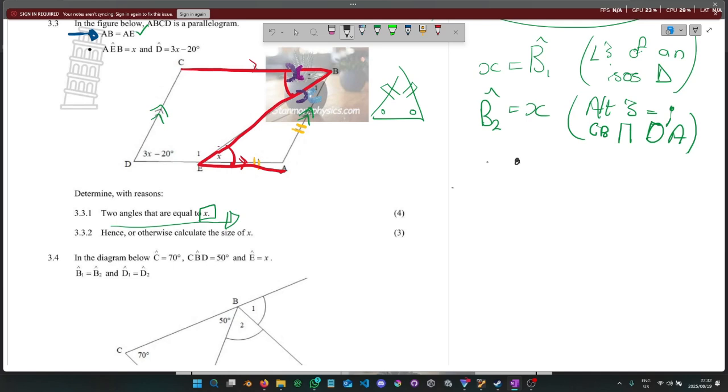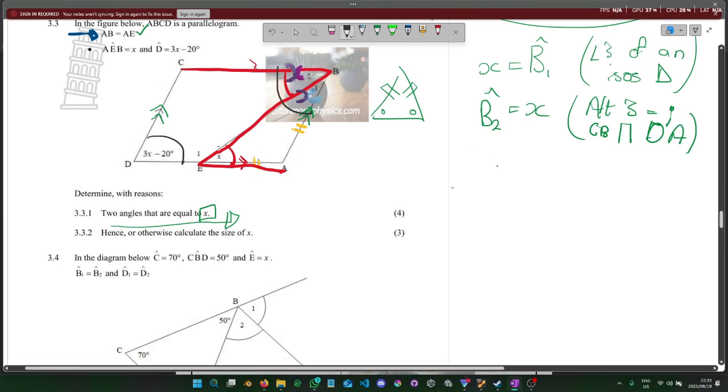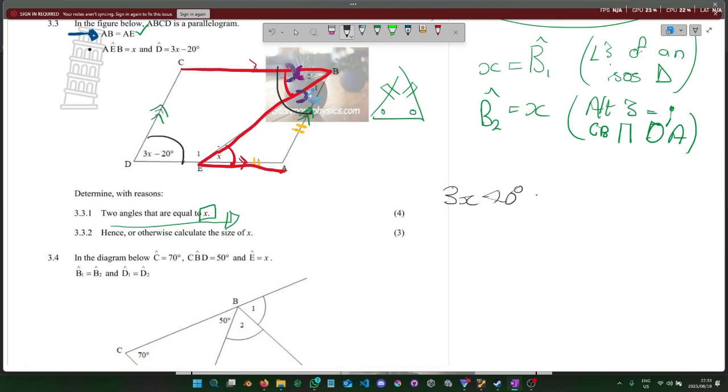So if we apply it to this, this angle and this angle are going to be equal to each other, right? So let's say 3x minus 20 degrees is equal to x plus x, right? Why? Because it's the opposite angles of a quad. Since there's only one quad, you don't have to do this, but you can specify which quad. Quad A, B, C, D. Right? So let's work this out.